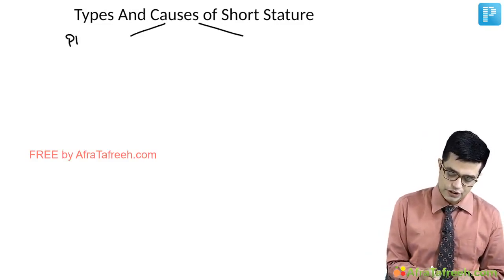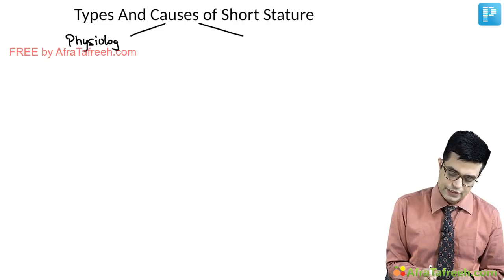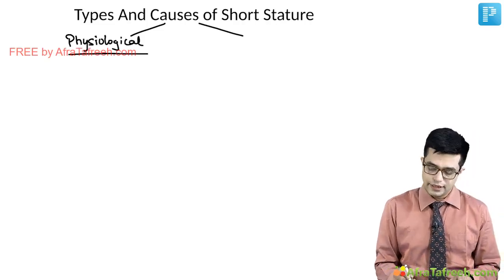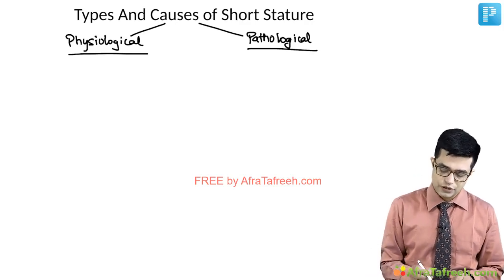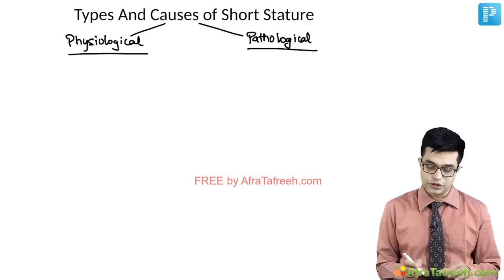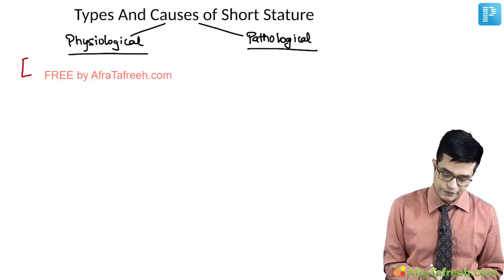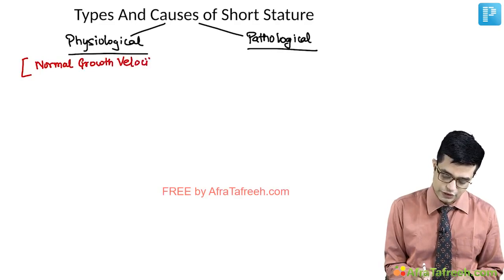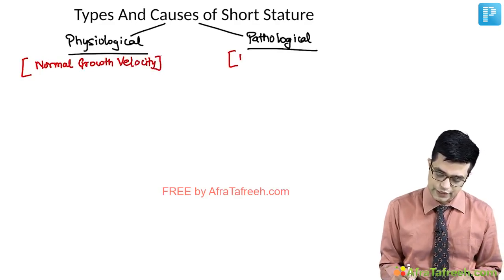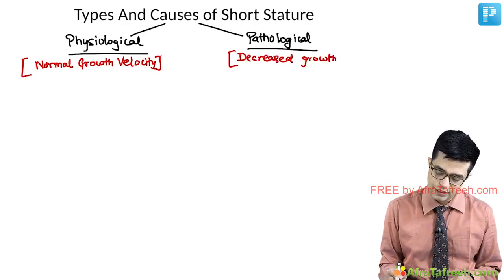You have physiological short stature, in which there is no underlying disease, and second is pathological short stature, where there is an underlying cause, underlying disease which is responsible. So physiological short stature, how do we say it is physiological or pathological? Remember, physiological short stature, they will have a normal growth velocity. Growth velocity is also called as height velocity, whereas pathological short stature will have decreased growth velocity.